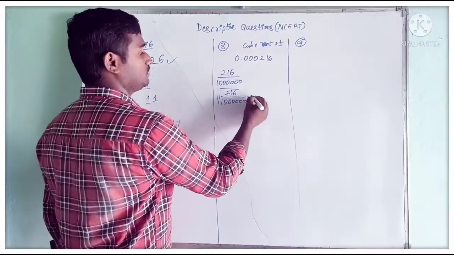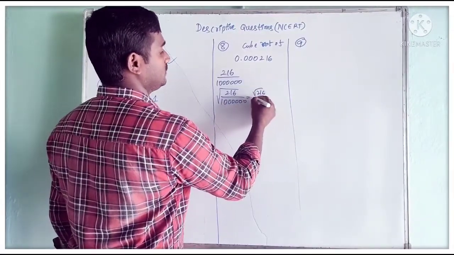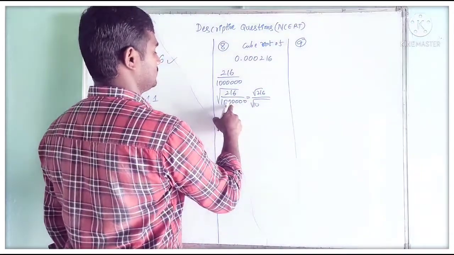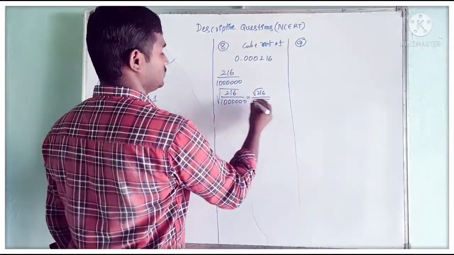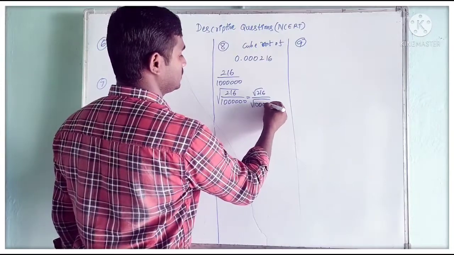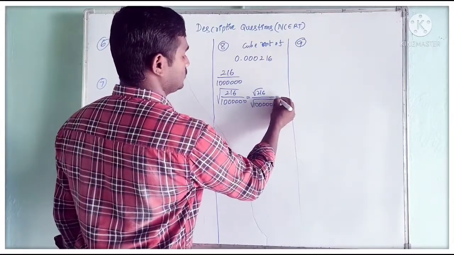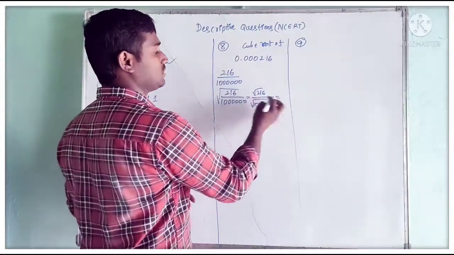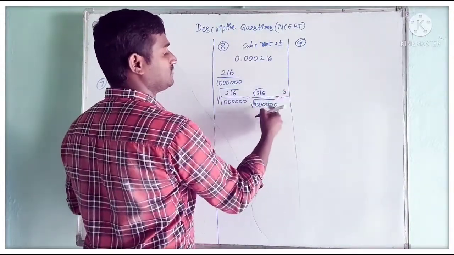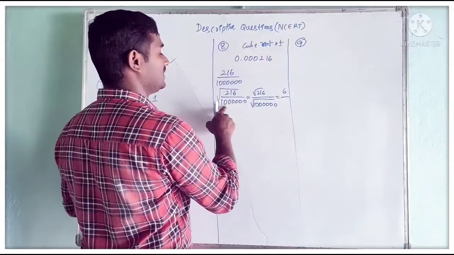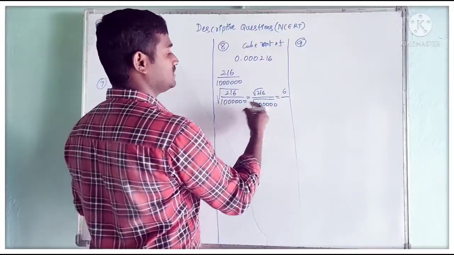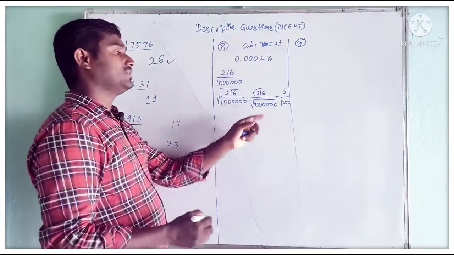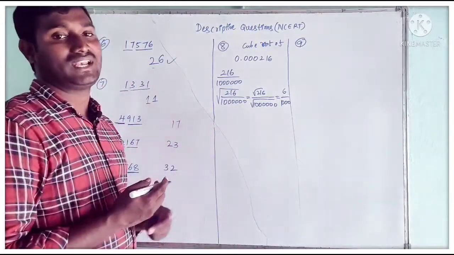So the cube root of 216 by the cube root of 10 lakhs. The cube root of 216 is 6. The cube root of 10 lakhs: here we have 6 zeros, so you can take 3 zeros, that is 1000. So 1000 is the cube root of 10 lakhs.